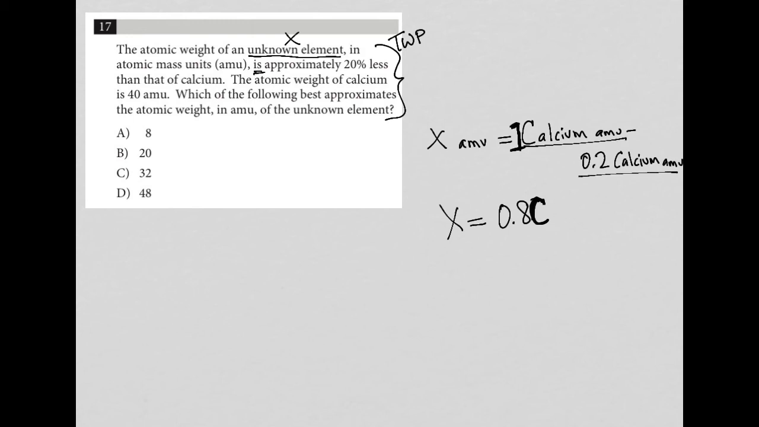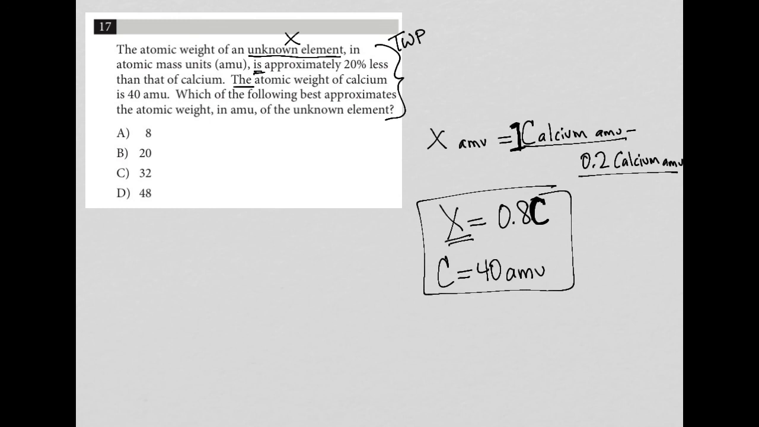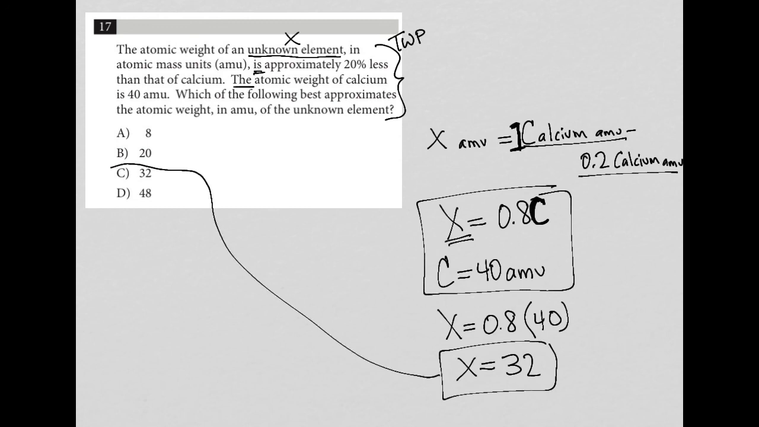So then it goes on to say the atomic weight of calcium is 40 AMU. So now I know that C equals 40 AMU. Which of the following best approximates the atomic weight in AMU of the unknown element? So basically, what's X? Right, so I have these two things that I translated out of the question, which means I pretty much have all I need because I have X here is equal to 0.8 C. I know that C is 40. So then 0.8 times 40, if I throw that into my calculator, what I get is 32. So therefore, X equals 32, and therefore my answer is choice C.